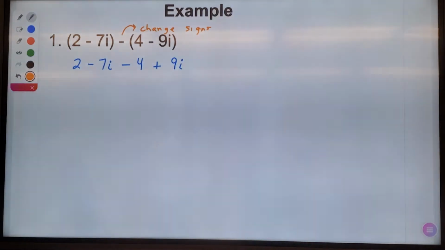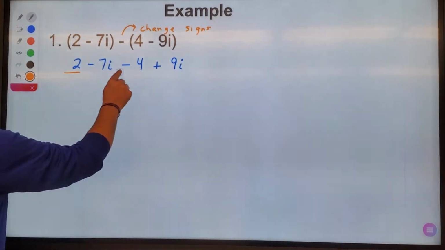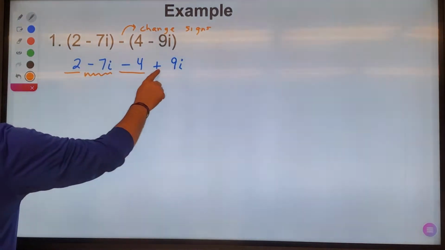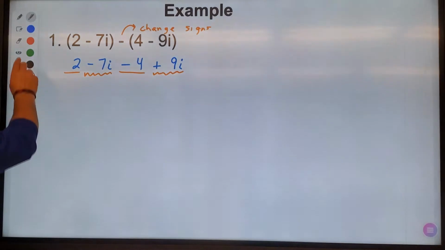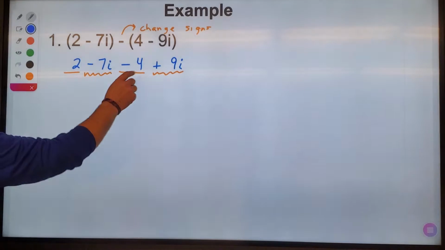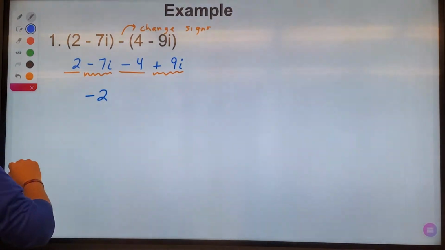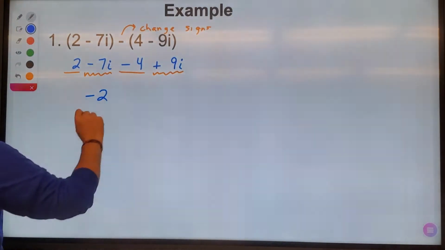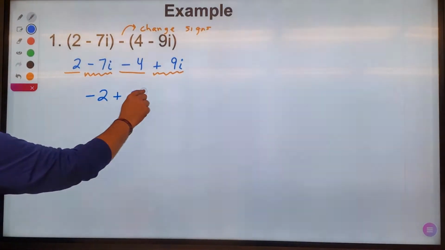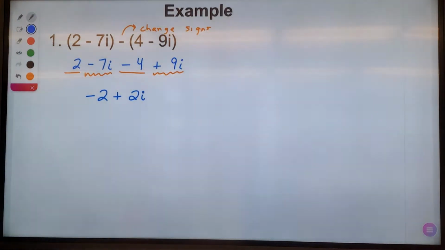Again, then underlining like terms, I have the 2 and the negative 4. I have the negative 7i, and I have the plus 9i. Starting then, 2 minus 4 is negative 2. And then negative 7i plus 9i is plus 2i. Okay, and again, making sure that it's in standard form, the I is in the back. So that is correct.